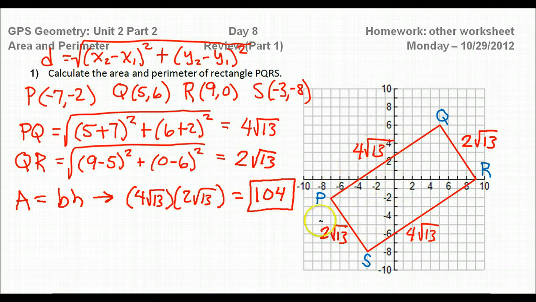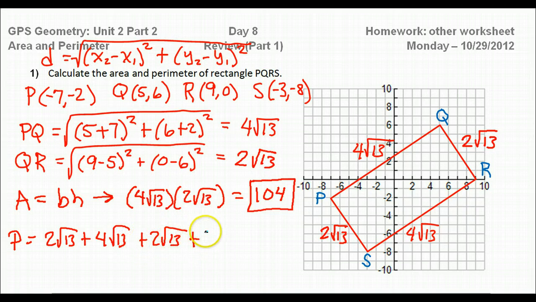Okay, of course if I want to do the perimeter, I need to add all these things up. So the perimeter is 2 radical 13 plus 4 radical 13 plus 2 radical 13 plus 4 radical 13. Okay, so that's 6 and 6, so that's 12 radical 13. And that's how you find the area and the perimeter if you're given a shape on a graph.